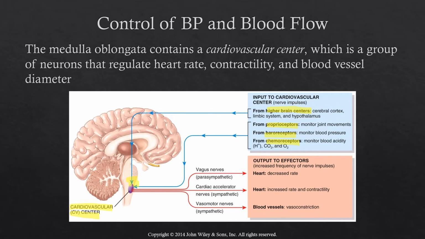And then output from the cardiovascular center is going to flow along these sympathetic and parasympathetic neurons in the autonomic nervous system. And the sympathetic impulses are going to reach the heart by the cardiac accelerator nerves. And this is going to work to increase the heart rate and contractility. And it's also going to reach blood vessels by these vasomotor nerves to cause vasoconstriction. Now parasympathetic stimulation is going to be conveyed along the vagus nerves, and this works to decrease heart rate.